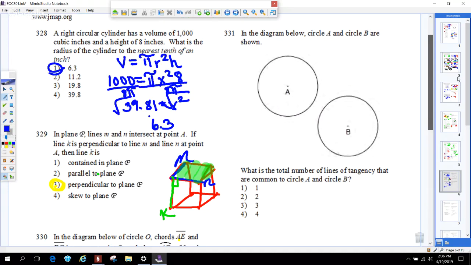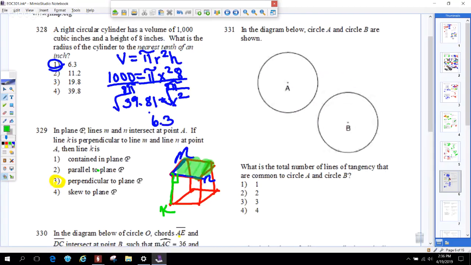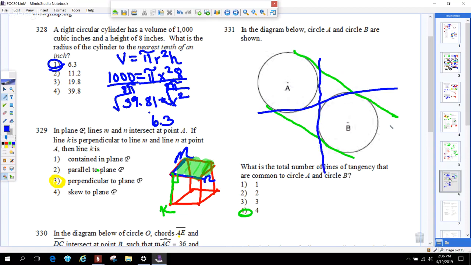Next, in the diagram below, we have our ABC is shown. What is the total number of lines of tangency that are common? I just went over this. The answer is 4. It's common because you could go this way, you could go this way, so you can do the 2 parallel lines, and then you can also do the inside lines, which I always stink at doing, but kind of like that, and kind of like that, but you get the point. So it would be 4 lines for that one.